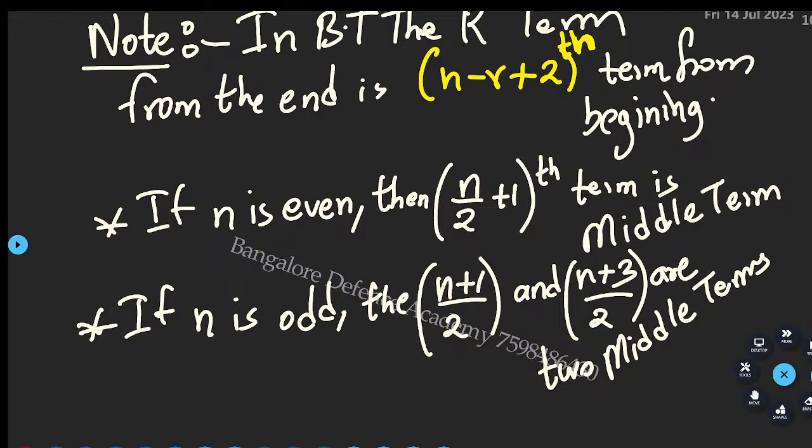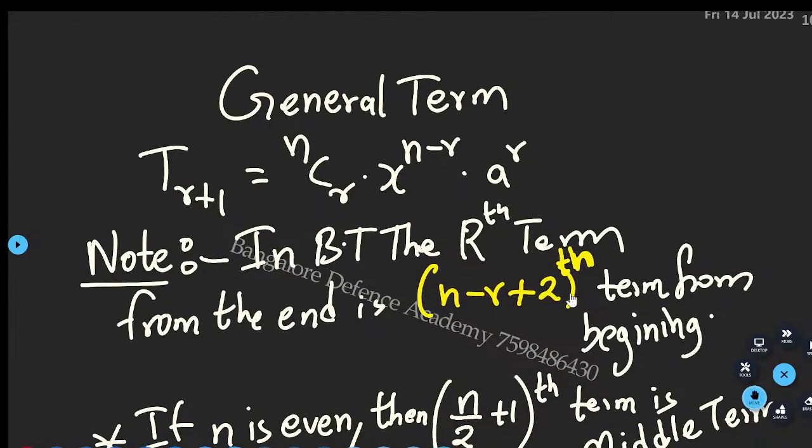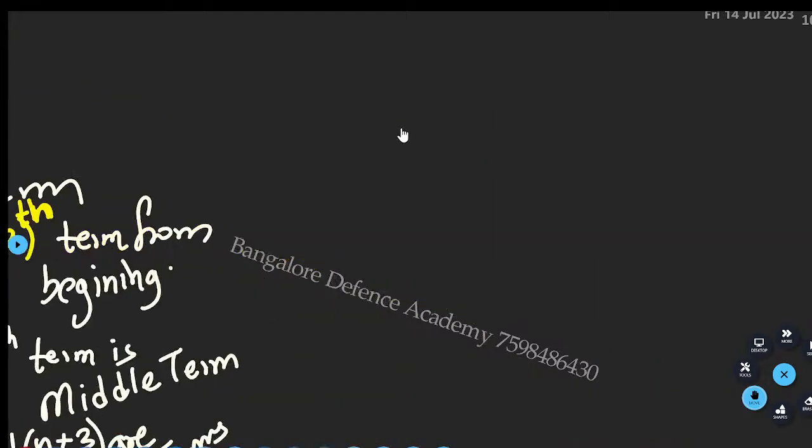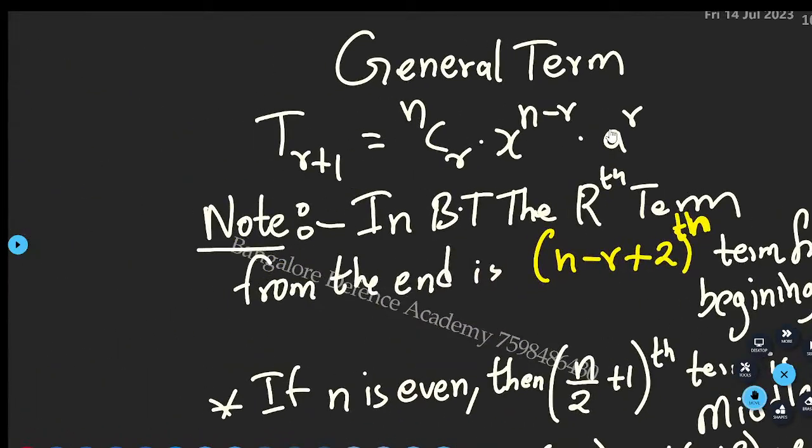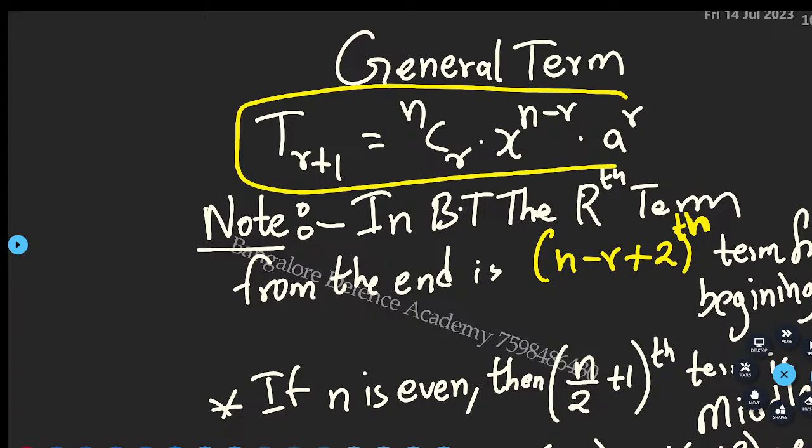Okay, so what's going on now here? This is the general term T(r+1) = nCr x to the power of n minus r into a to the power of r. How many of you knew this before? Did you do this in school, or did NCERT delete it? Deleted. You are a science student, it's very difficult. Look here now. You know the nCr formula, right? This is the first term.